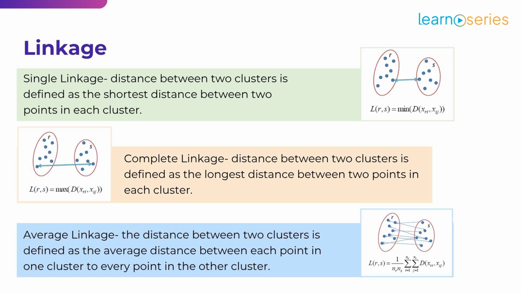The complete linkage, you are taking the highest distance and plotting the hierarchy. Average distance or average linkage: the distance between two clusters is the average distance from each point in one cluster to every point in the other cluster. You are taking all the distances and you are doing the average.